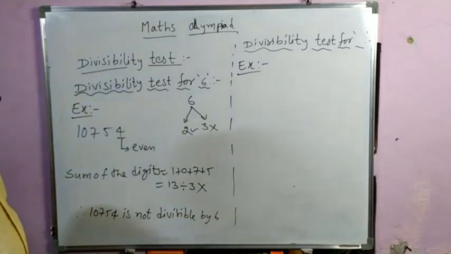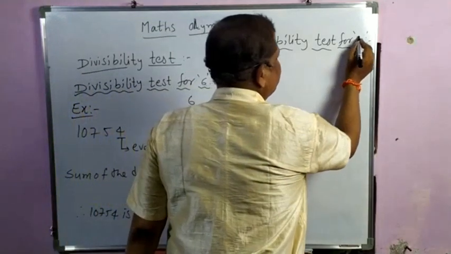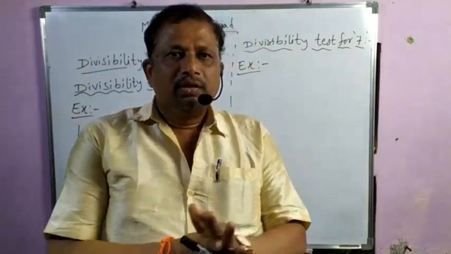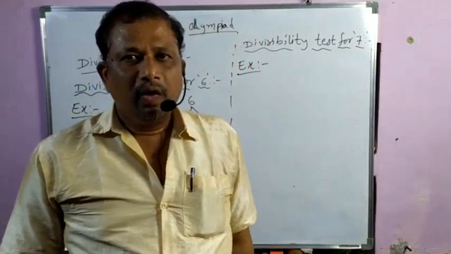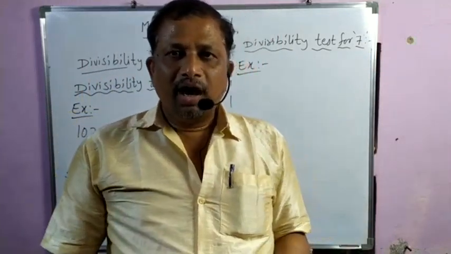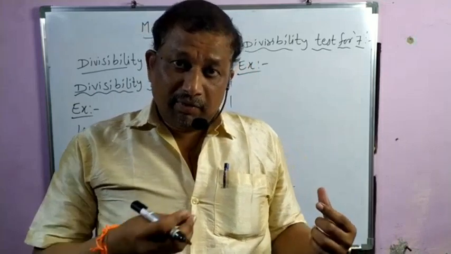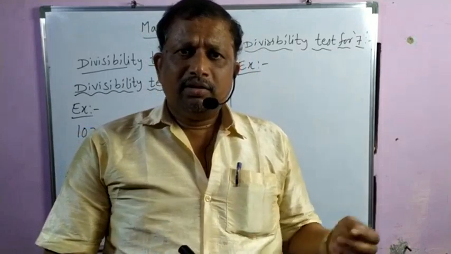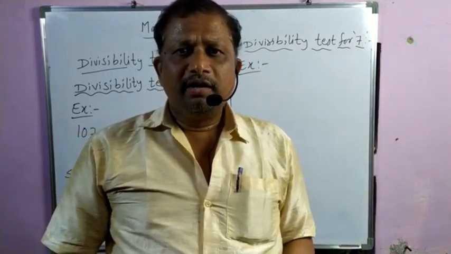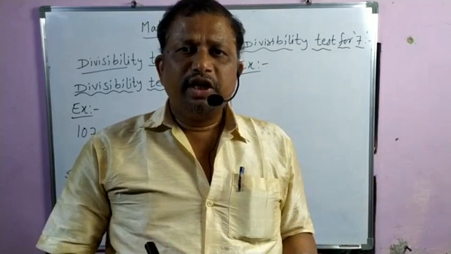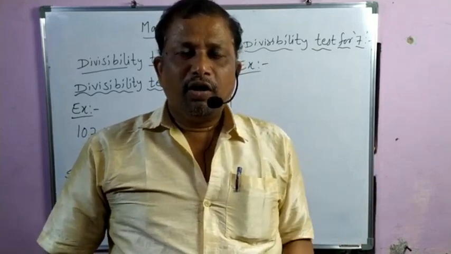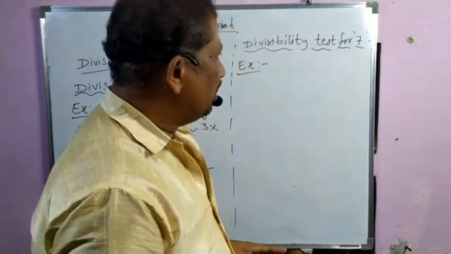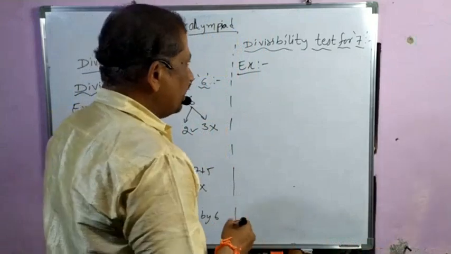Next, the divisibility test for 7. What is the divisibility test for 7? In a given number, the last digit is doubled and subtracted from the remaining number. This process is continued until you get a small enough number that we can easily divide by 7. If that small number is divisible by 7, then the given number is divisible by 7. That is the rule.